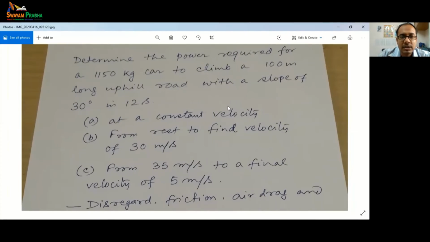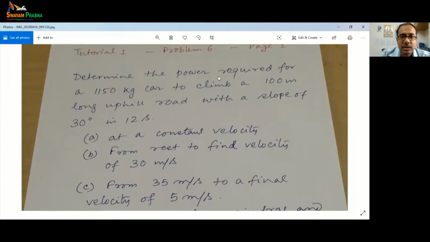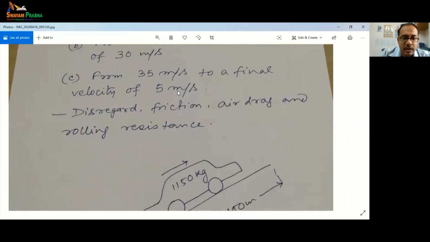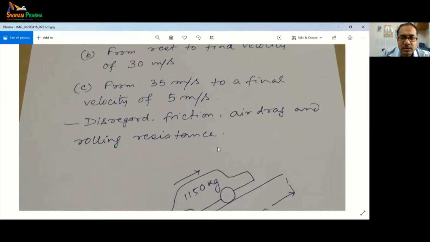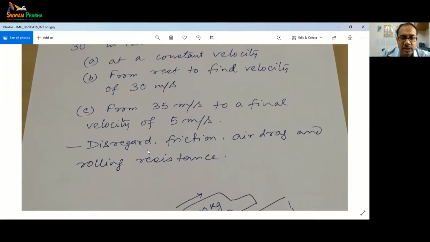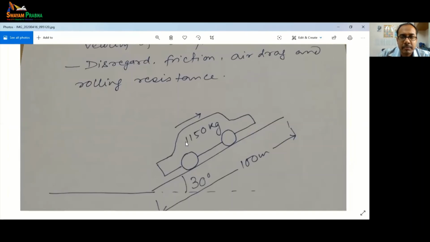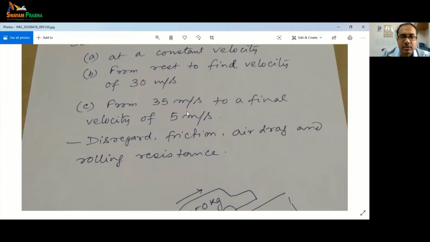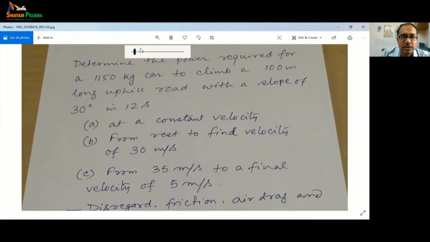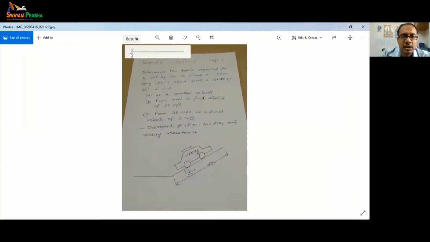In all these cases, what we need to find out is the power required. Here it also tells us that you can disregard friction, air drag, or rolling resistance, so these things you can neglect. That's the problem statement. So let's see how we can solve this and what concept we need here.